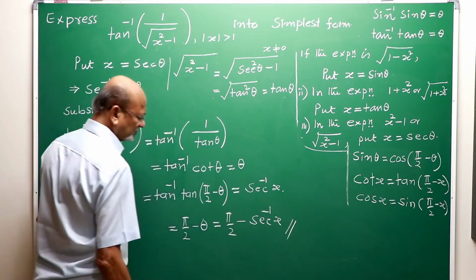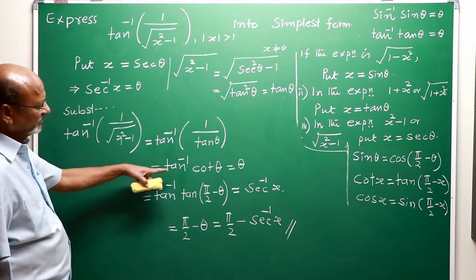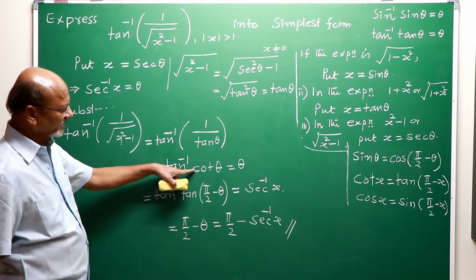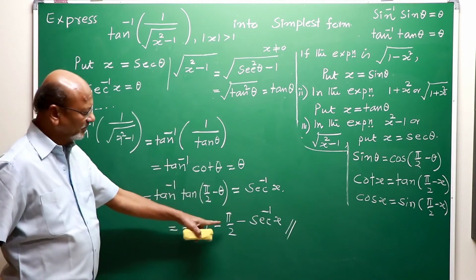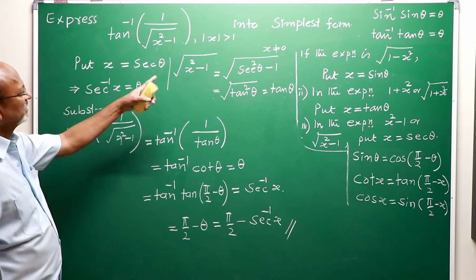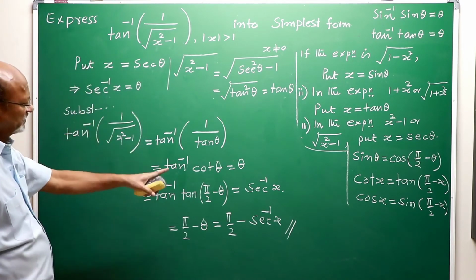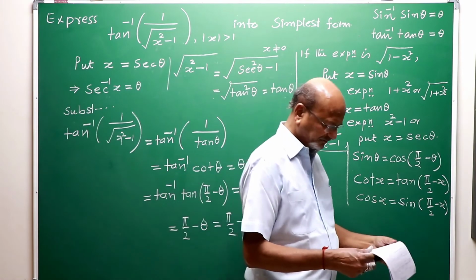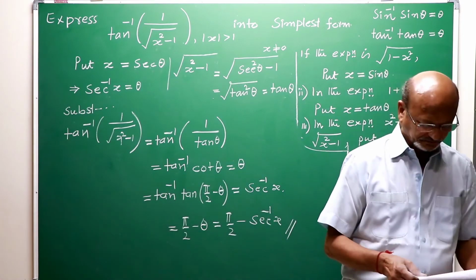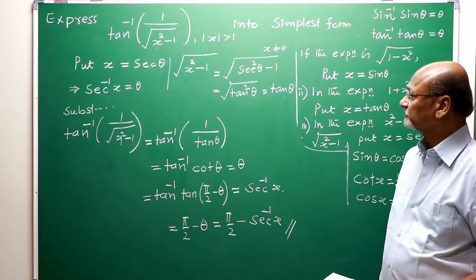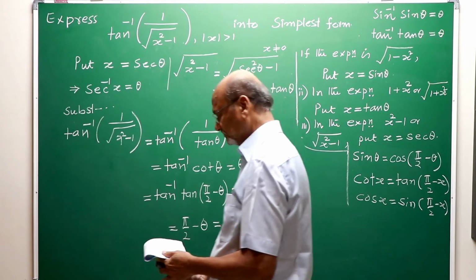So, if it is tan inverse with tan, directly the angle; if it is tan inverse with cot, then pi by 2 minus angle. That's the change. I hope you understood, my friends. Same thing. Is it clear?